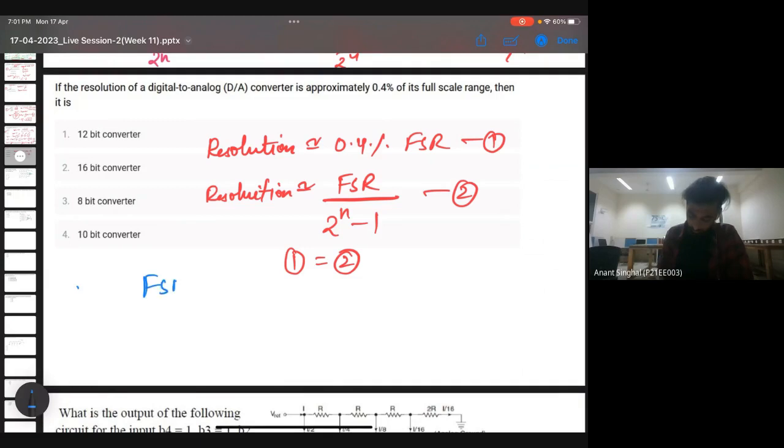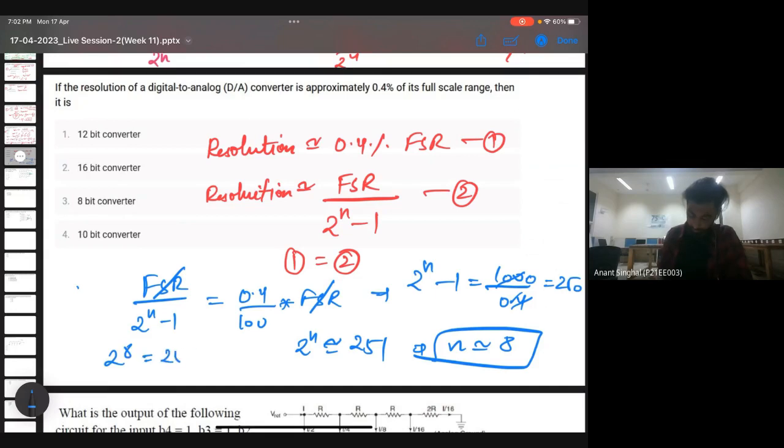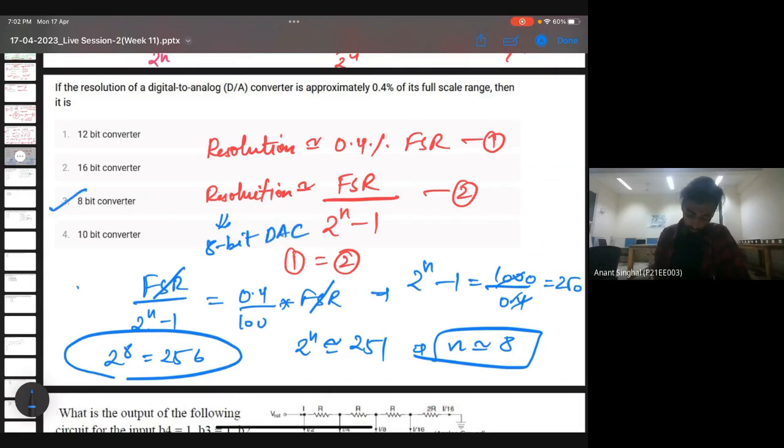So full scale range upon 2 to the power n minus 1 will be 0.4%, which is 0.4 by 100 into full scale range. This full scale range will get cancelled, and 2 to the power n minus 1 will be 100 upon 0.4. If I calculate it, it will be 250, and 2 power n will be 251 approximately. So n will be approximately 8, since 2 to the power 8 is 256. So we have nothing but an 8-bit DAC, which is option 3.